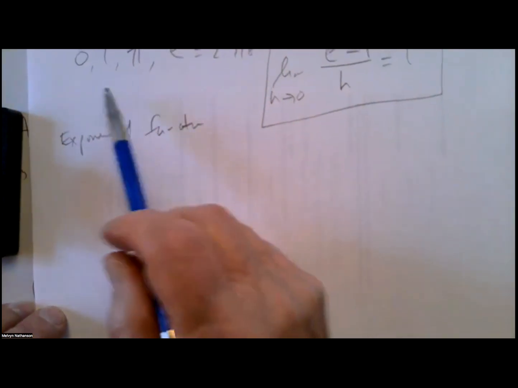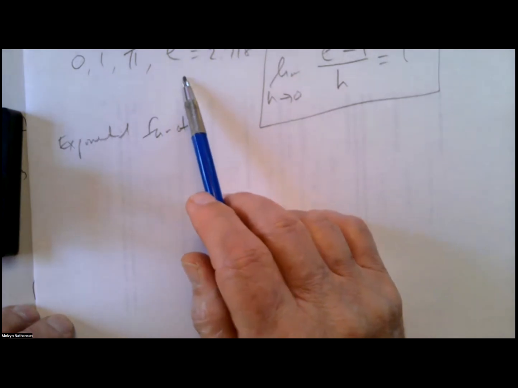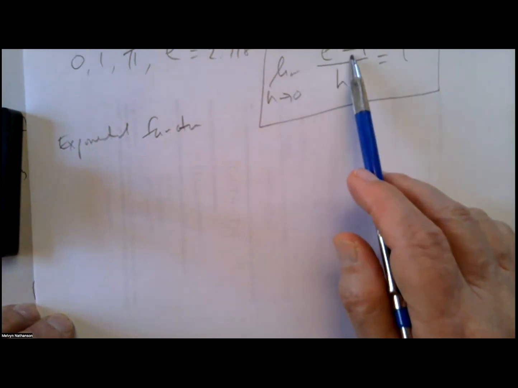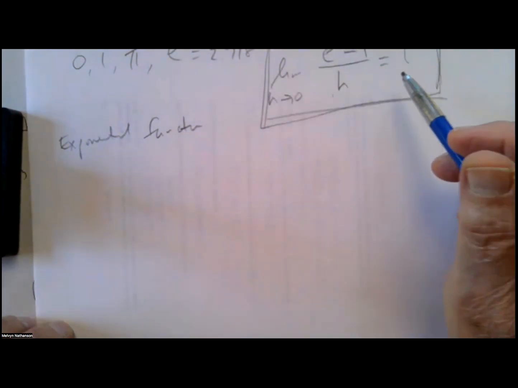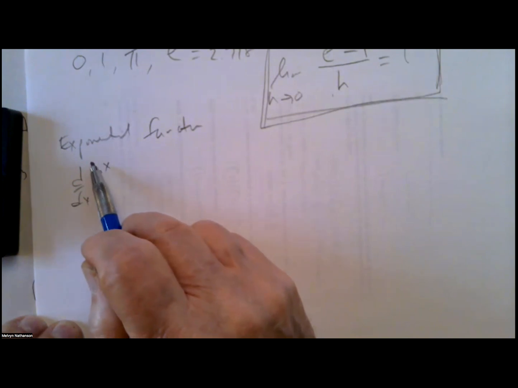And in mathematics, we have important numbers 0, 1, pi, and e, which is 2.718 something. And e has this property that the limit of e to the h minus 1 over h, as h goes to 0, is 1. This is really a theorem in more advanced calculus, but that's a property of the number e. And using that property, we can compute the derivative of the exponential function e to the x, right?